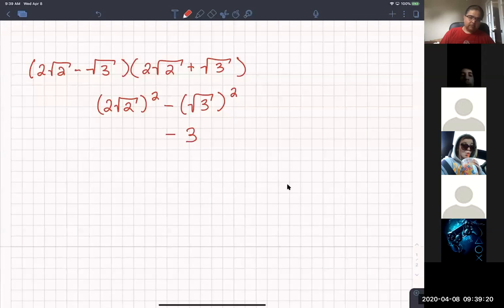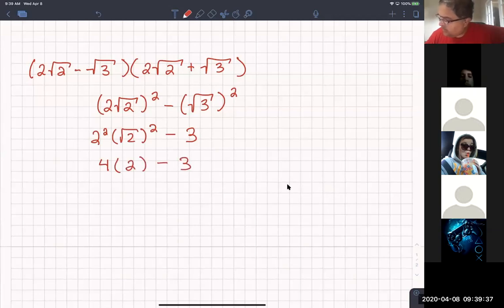It squares both of them, right? Right, it squares both numbers. So this is 2 squared times root 2 squared. Okay, so 2 squared is 4. Root 2 squared is 2. 8 minus 3, which is 5. Any questions?